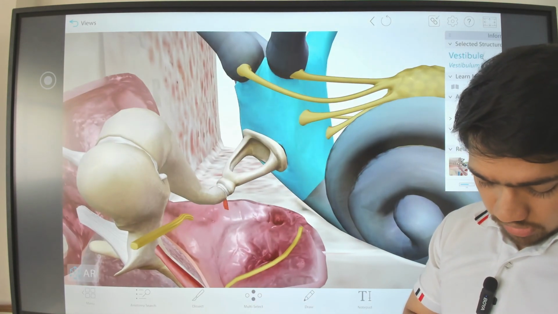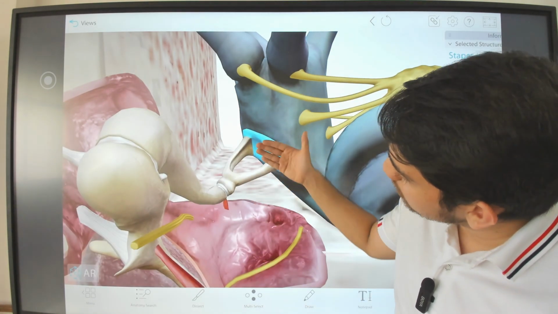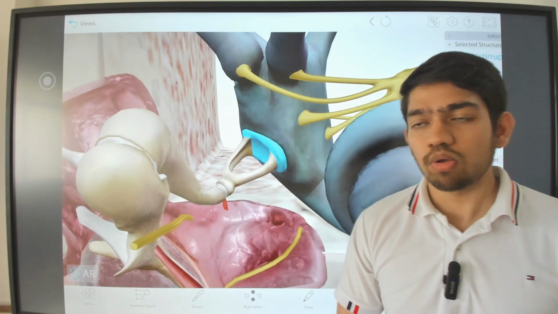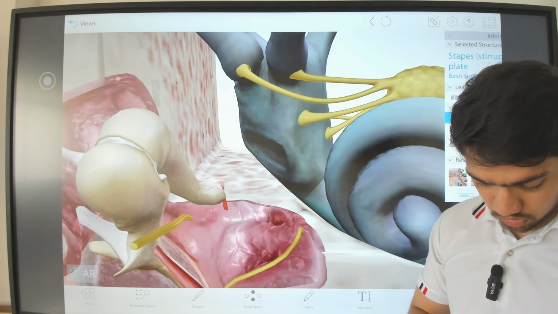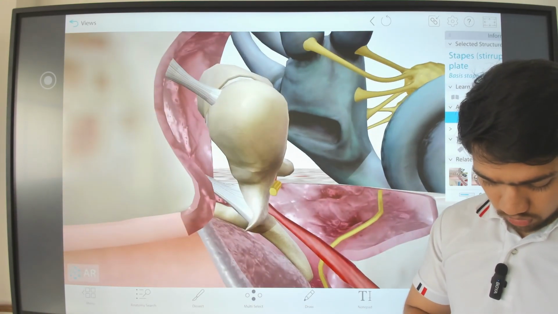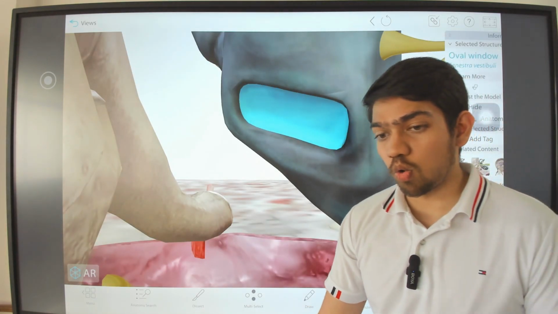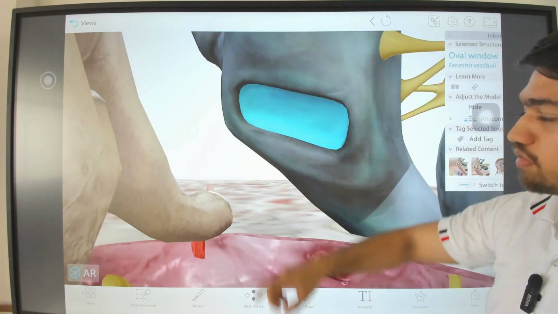So you can see this stirrup, or the stapes piece, is in contact with the lateral wall of the vestibule. When we remove the stapes, you can see there's an opening here that is called the oval window. It's like a rectangle, but it's called the oval window.